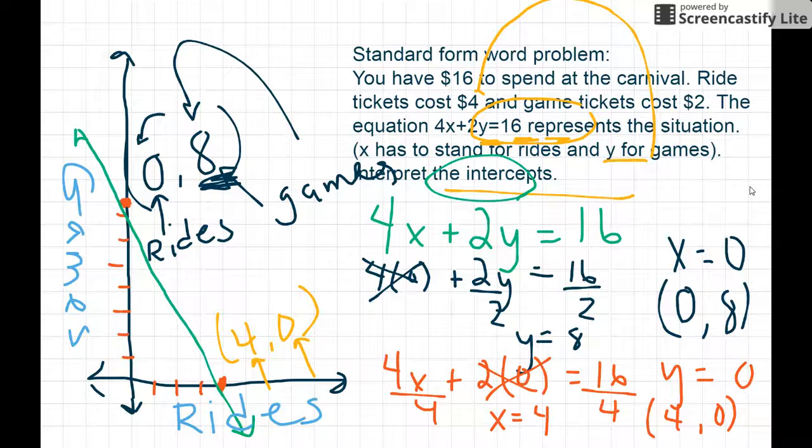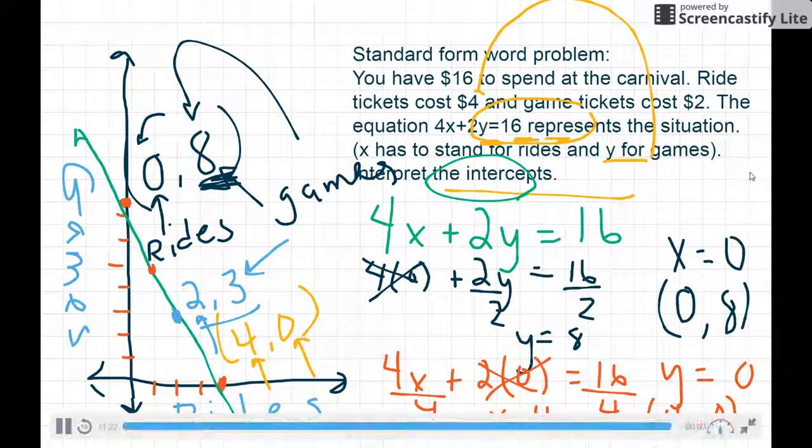And the same thing is, we could use these points in between. See this point right here? I'll pick a perfect point. It's 2, 3. Well, you could interpret that the same. If you go on 2 rides, you will have enough money to play 3 games. So that's how you can use a graph to interpret. Any of these points along here, we could interpret what they mean.